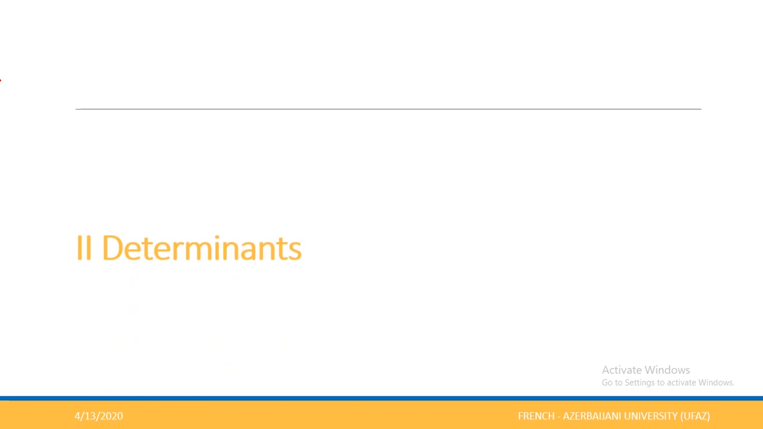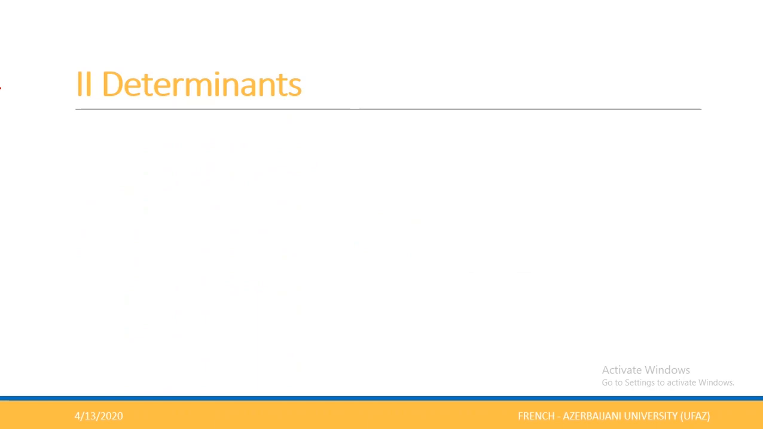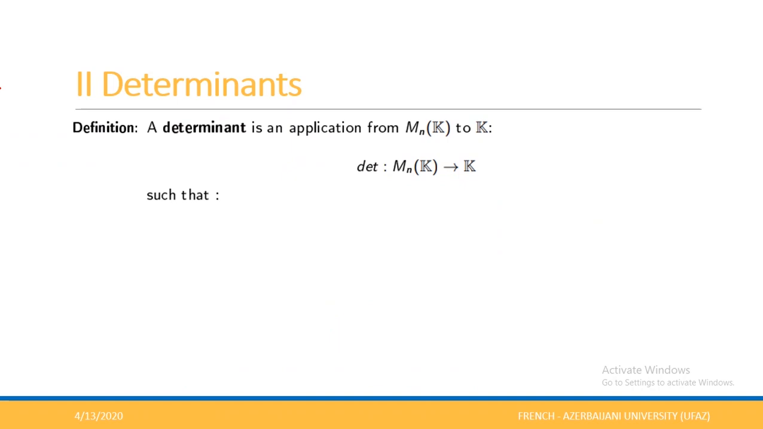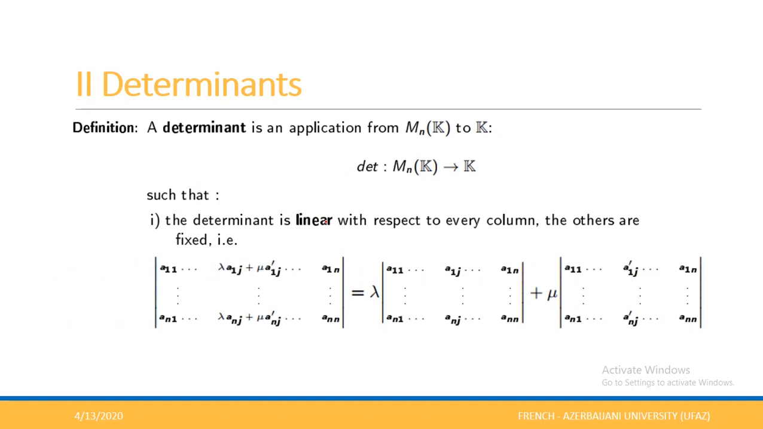Hello guys, in this video I'll give the general definition of a determinant and some basic properties. Okay, let's look at the general definition of a determinant. A determinant is an application from the space of n times n matrices over k to k such that the determinant is linear with respect to every column when the others are fixed. That is this one.